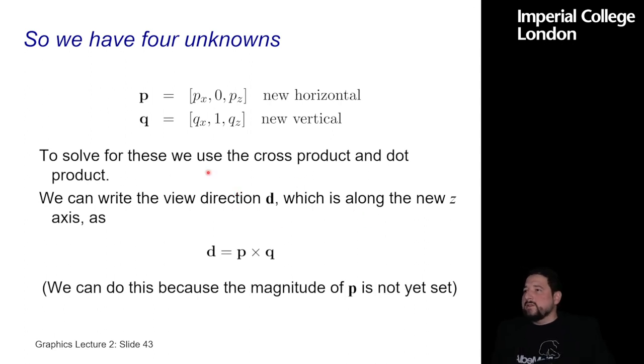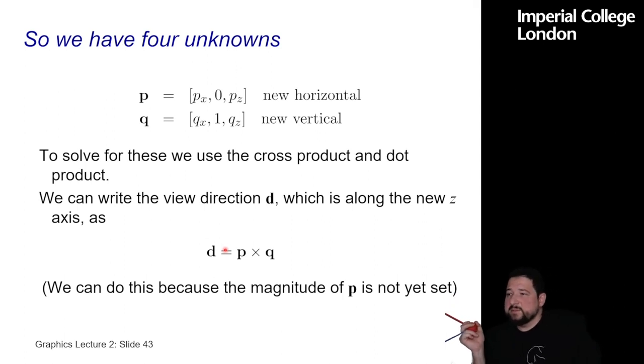So we have 4 unknowns. I know that these I have already plugged in. I don't know px, I don't know pz, I don't know qx, and I don't know qz. And to solve this, I know that these two are orthogonal to my new view direction, right? So this has to be orthogonal because I just defined it like this, so I can plug it into the cross product. So P and Q cross should result in a vector I know already. And this vector I know already is D, the vector I want to align with.